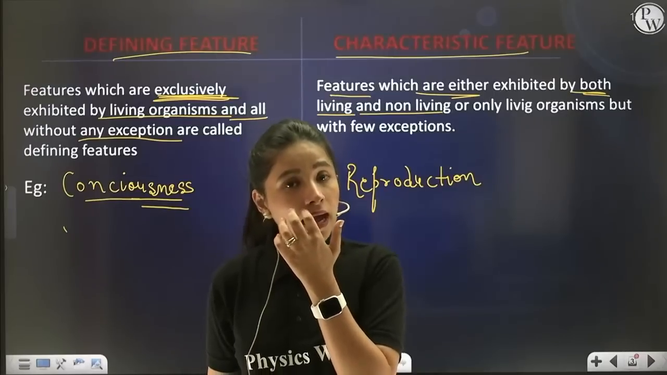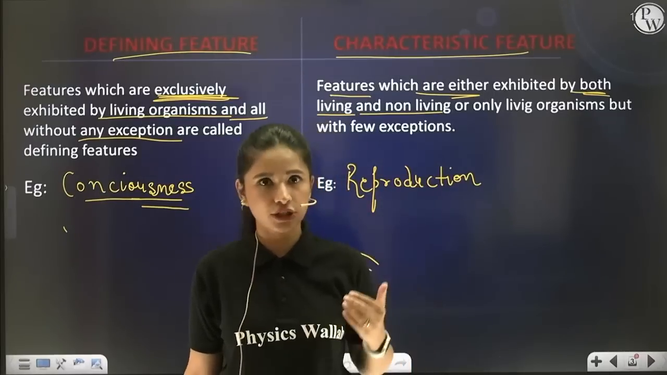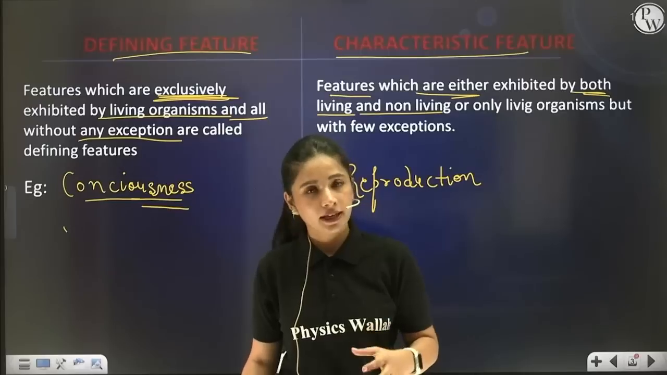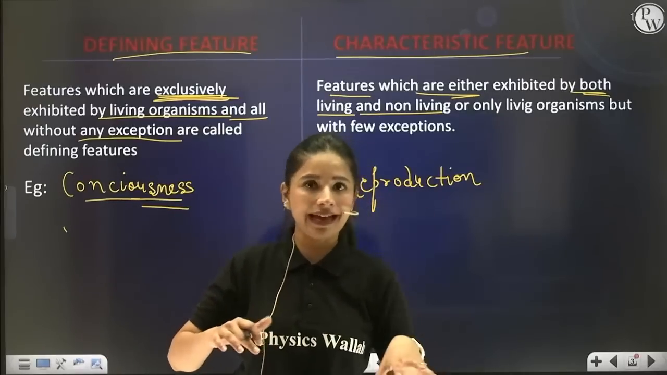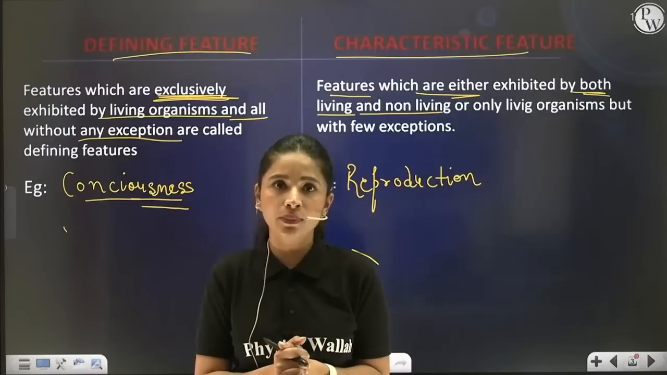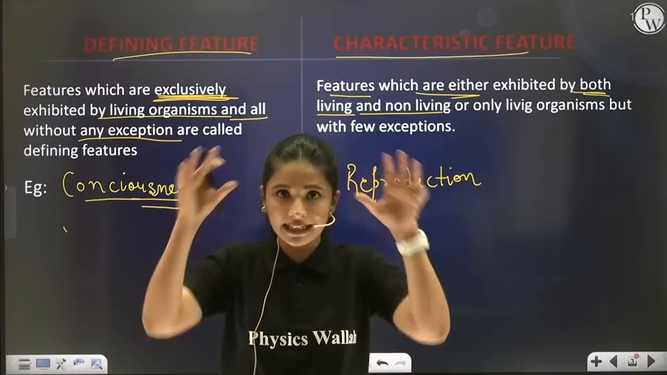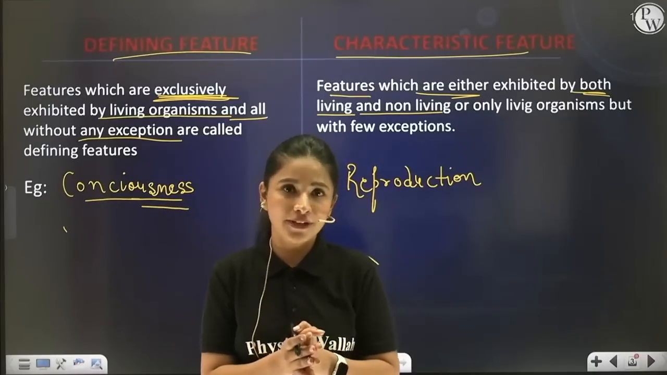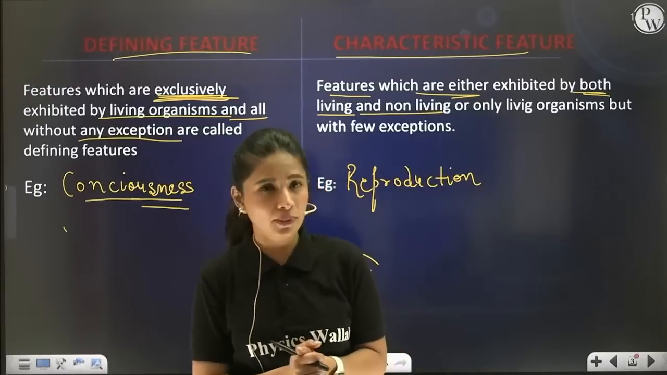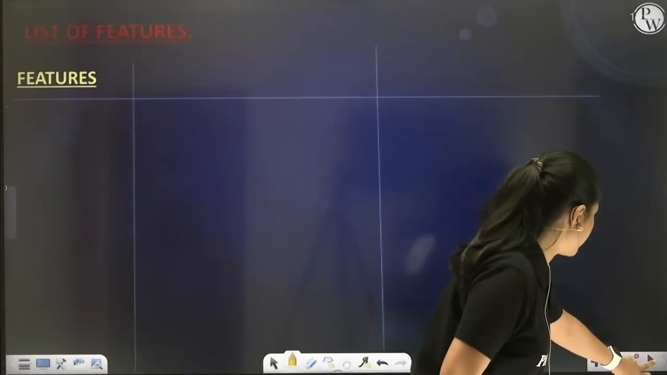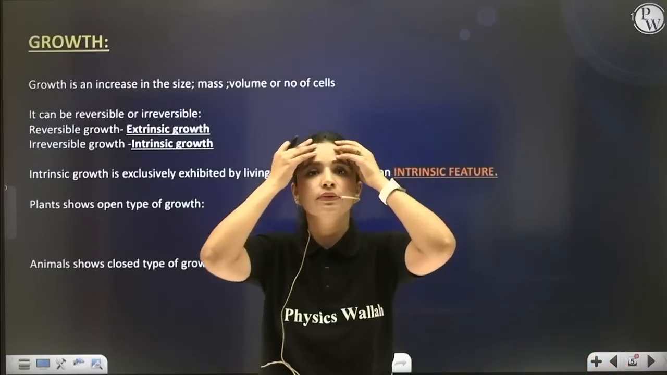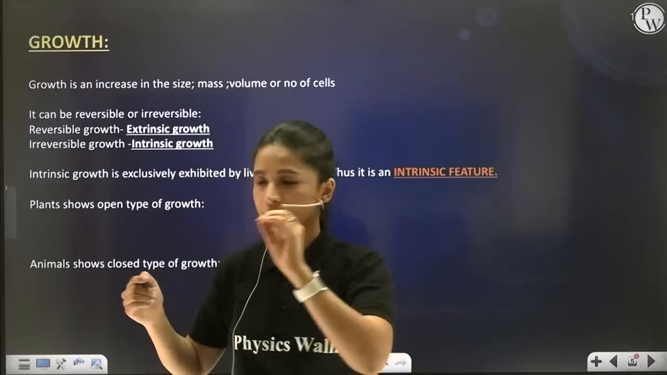Now I have a list of features which I am going to discuss one by one in detail, right? Whether they are defining, whether they are characteristic, and why. So first we are going to discuss all those features one by one, and then we are going to make a list out of all those features, whether they are defining or characteristic. Clear everyone? Yes, absolutely good. So the first feature which we are going to discuss now is growth.